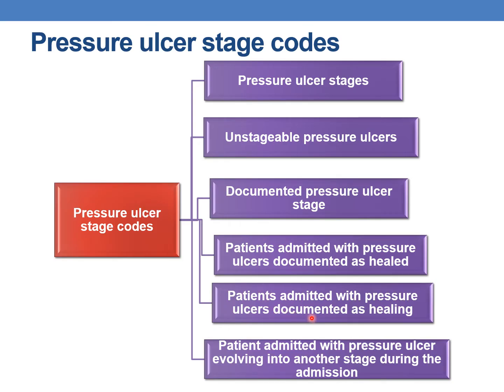Next is if the patient is admitted with a pressure ulcer documented as healing. What is the coding guideline? The next is a patient admitted with a pressure ulcer evolving into another stage during the admission. These are the various scenarios which require a specific guideline. We will be discussing each of these with examples.